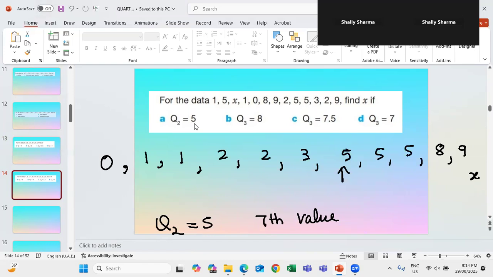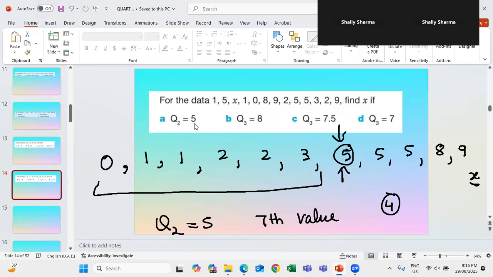Here all the values before it will be either equal to 5 or less than 5, right? So can I take a value of X less than 5? Let's say I take a value of X as 4. See, if you know the definitions, it is easy. The definition says all the values on the left will be equal to 5 or less than 5. So if I take X as 4, that means 4 will come at this position and this 5 will move to the next. But then the seventh value will become 4, and the seventh value should be 5. So there is no way that I can put 4 here. I cannot take X as 4.